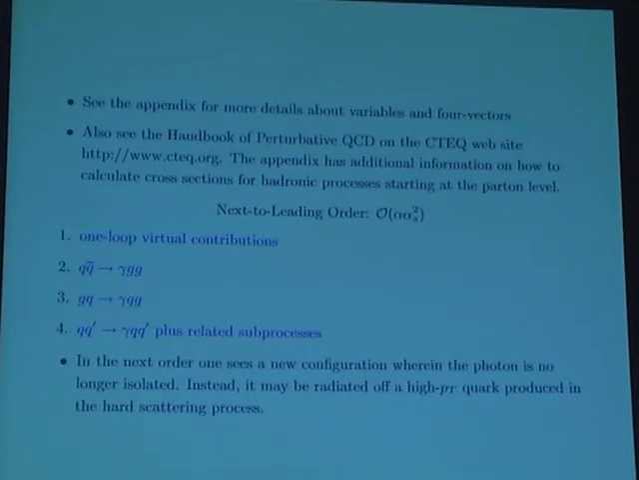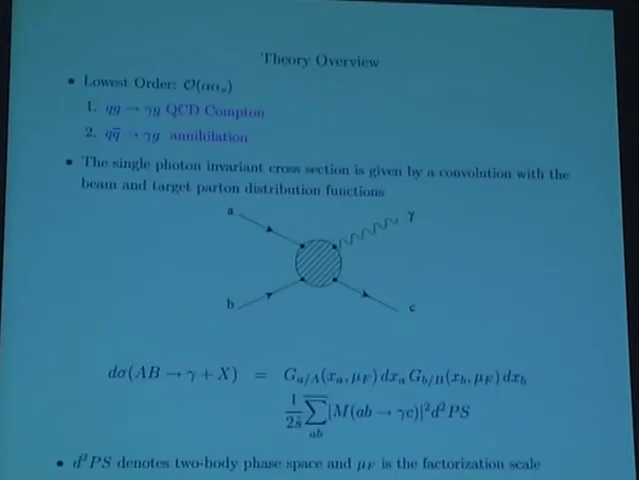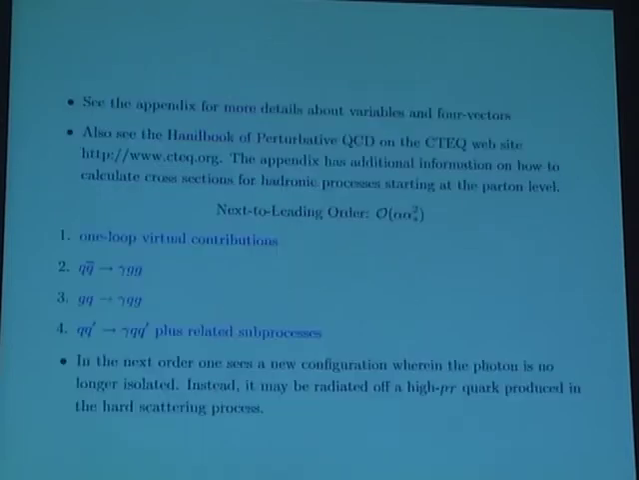Now, I should point out that for the two lowest order processes, there's a simple event structure that you would expect. That is, a photon appearing by itself at high pT on one side of the event with a jet coming from a quark or a gluon on the opposite side of the event. So the photon would be well isolated from other produced hadrons.